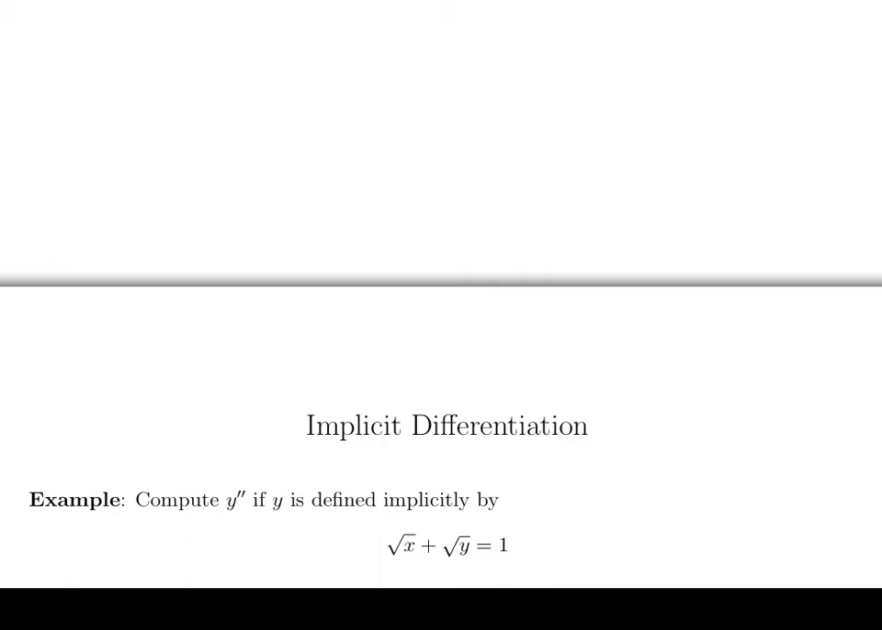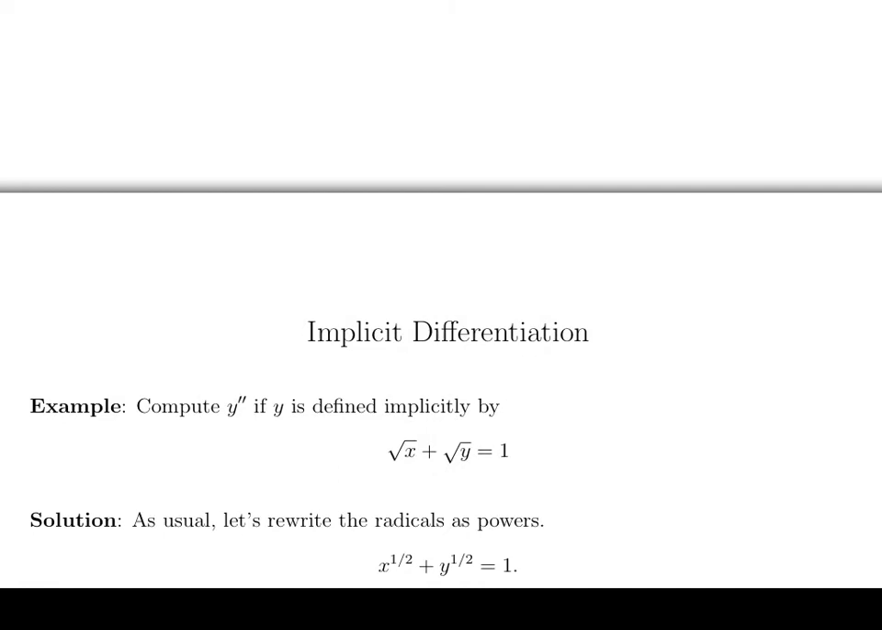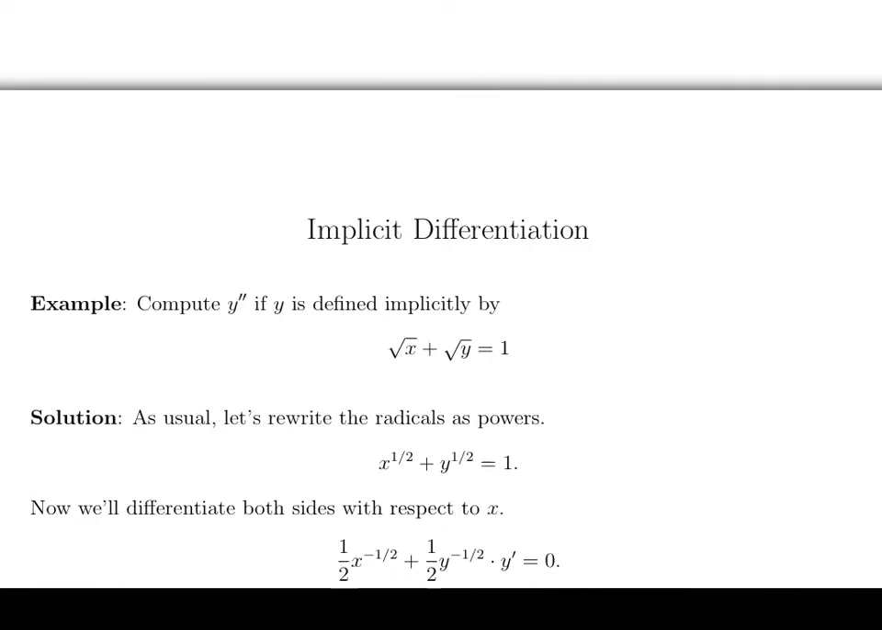It's actually not even all that difficult to solve for y in this equation. We could go ahead and do that. But I just want to use this as a demonstration of implicit differentiation to get a second derivative. Well, usual sort of thing. We'll rewrite the radicals as powers. Right, so we're going to differentiate both sides with respect to x.